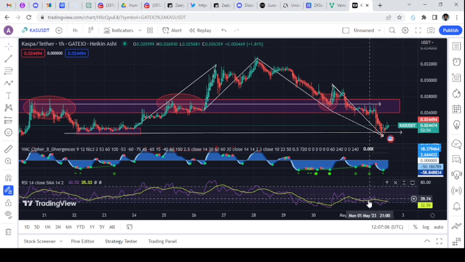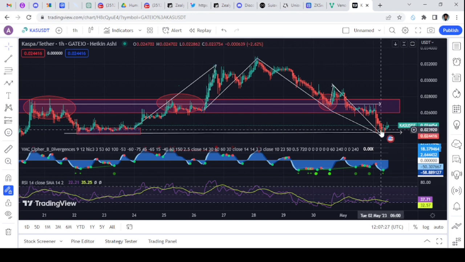And if we are to use this particular indicator to analyze the price of KASPA, the most likely thing to happen right here is a pump on the price of KASPA. So with 2 indicators, we have a strong signal that the price of KASPA is about to experience a pump. And then with the price action or the chart pattern, we also have a strong signal that the price of KASPA is about to experience a pump.